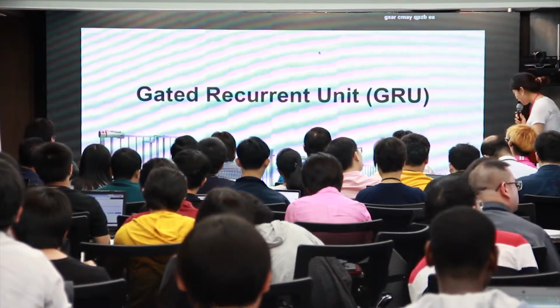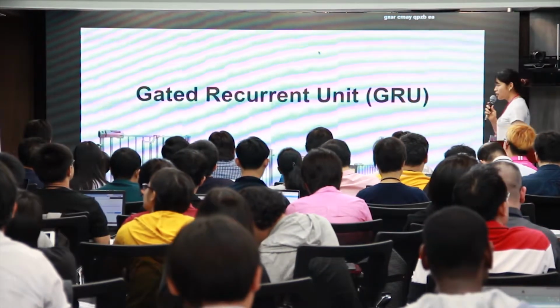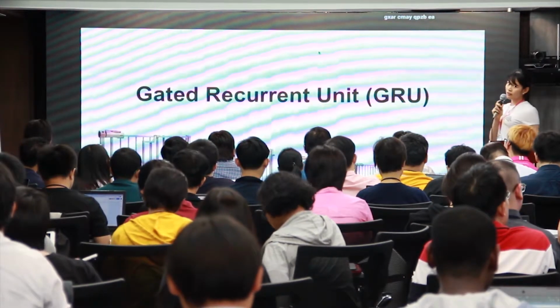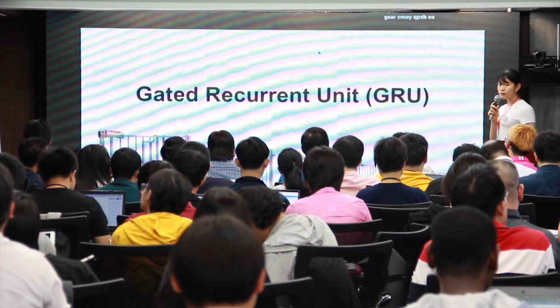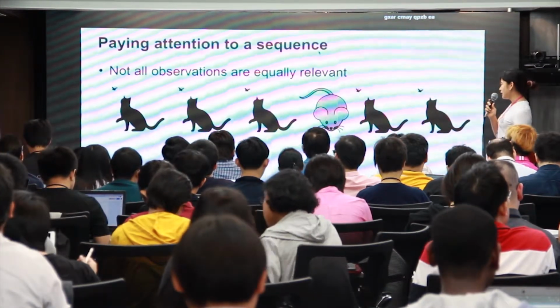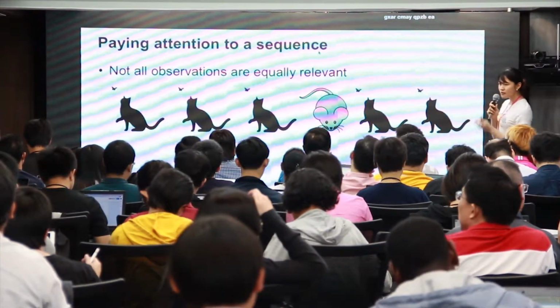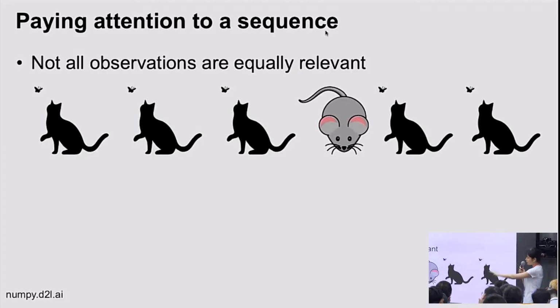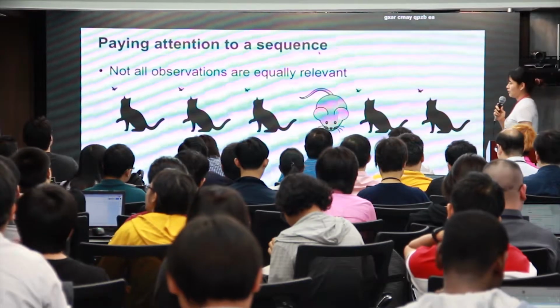So the next model we're going to talk about is called GRU, Gated Recurrent Unit. It's one of the special models for RNN. And why special? Think about when your visual system is looking at a picture with five cats and a white rat inside; probably most of us will pay more attention to the white rat. We don't care about the other cats. So that's some phenomenon that we can extract from the visual system. Can we apply this kind of motivation to the RNN model?